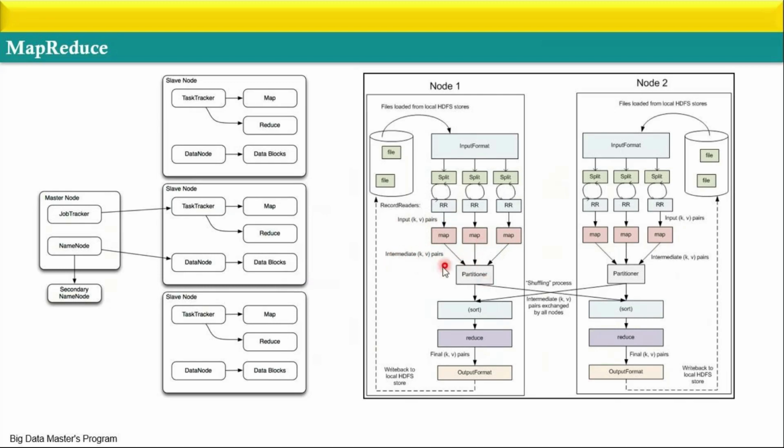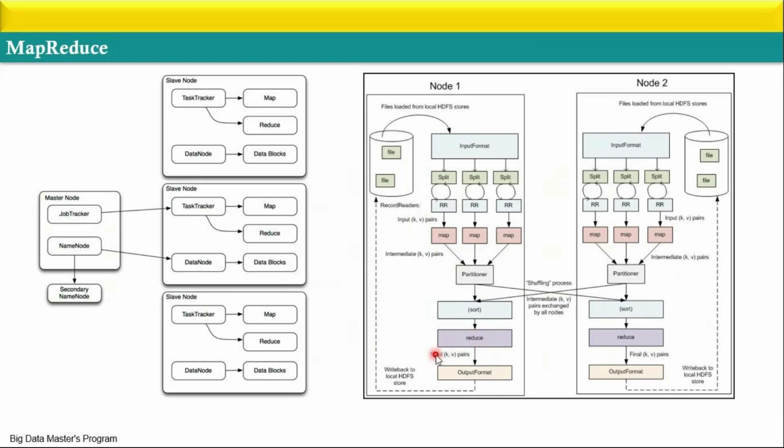Then we have the partitioner. The partitioner is going to decide which key is moving to which reducer. Then shuffling is happening over here. In shuffling, the data is transferred from one node to another node, so shuffling of records will happen. Then sorting will happen, and then the reducer works on that particular data.